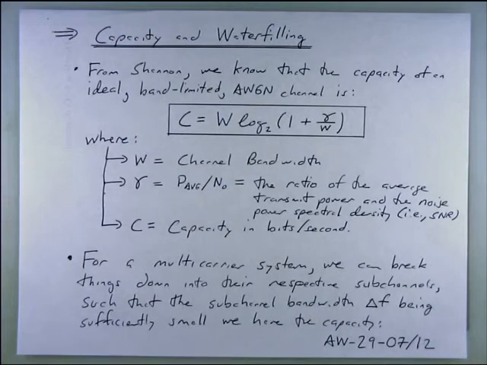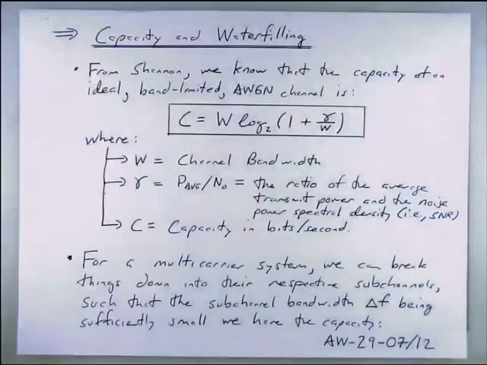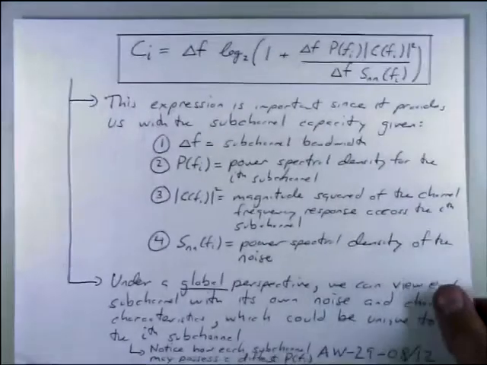So with the multicarrier channel, what can we do? Let's find the individual capacity per subcarrier. Totally legit. This is a good way of doing it: break down the Shannon capacity. So how do we do that? This is how we do it.